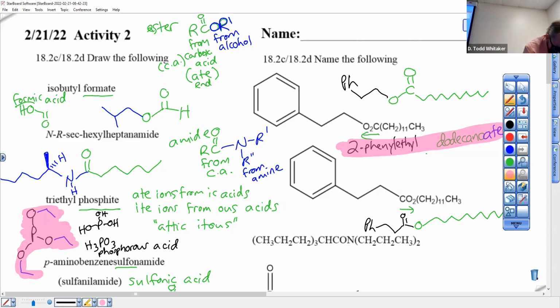And this one, whoa. This one ends with 2, well, hello. 2-phenyl. 1, 2, 3. 3-phenyl. My apologies. 3-phenyl propanoate. That's all one word. I want it to be very clear. It's one word. Prop and O8. And the group is a dodecyl group.